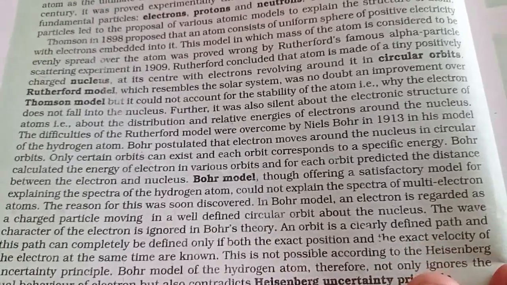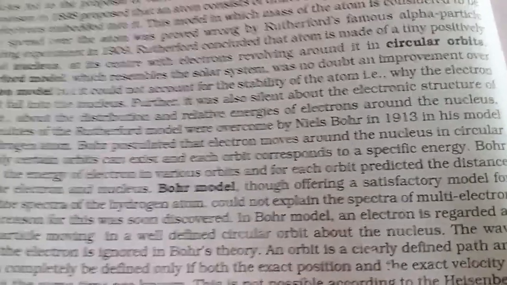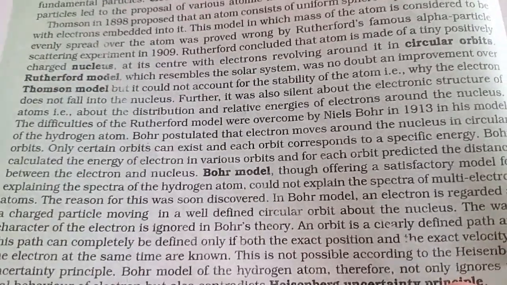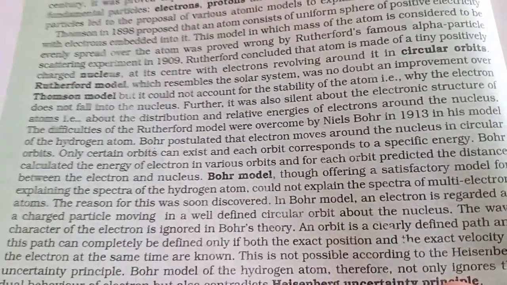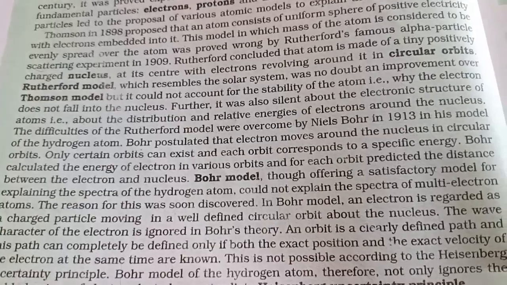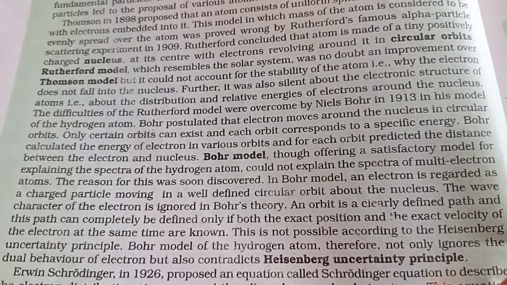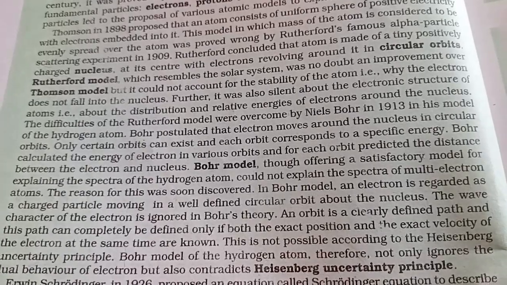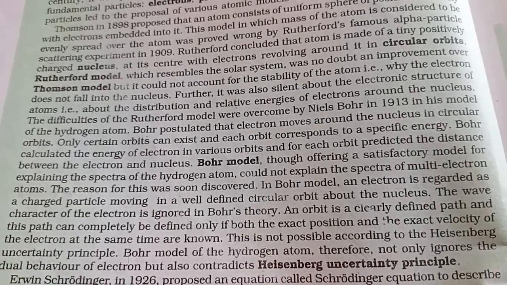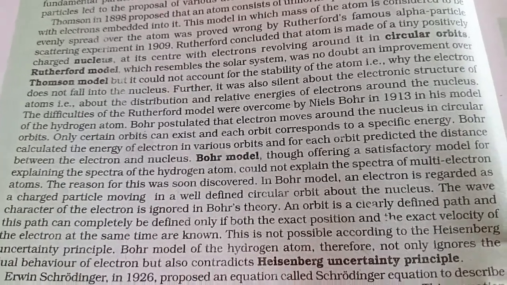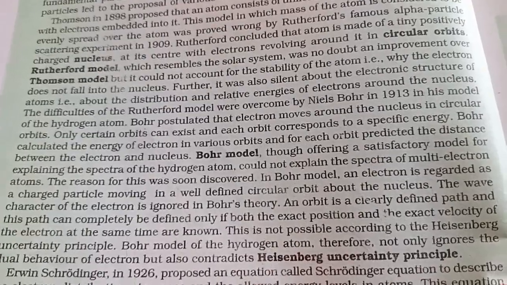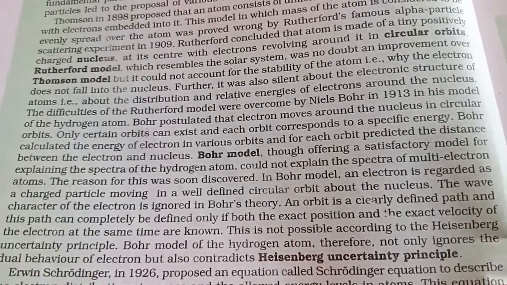it could not account for the stability of the atom. That is why the electrons do not fall into the nucleus. Further, it was also silent about the electronic structure of atom, that is about the distribution and relative energies of electrons around the nucleus. The difficulties of the Rutherford model were overcome by Niels Bohr in 1913.